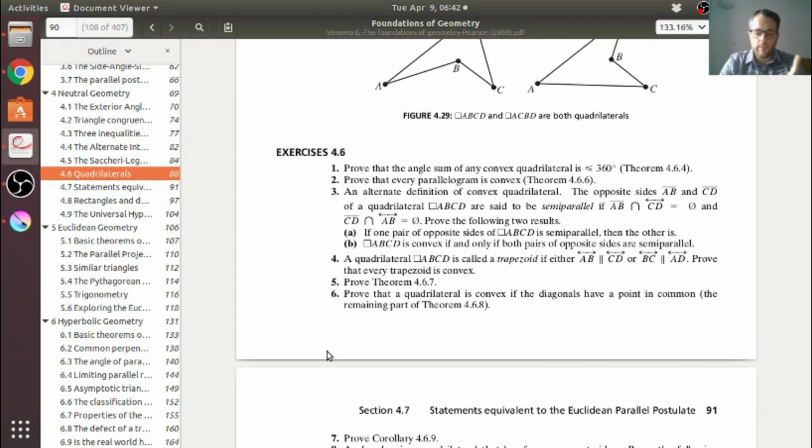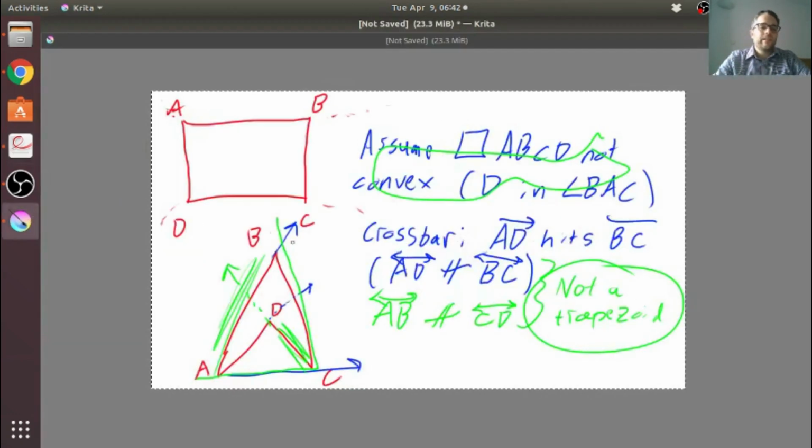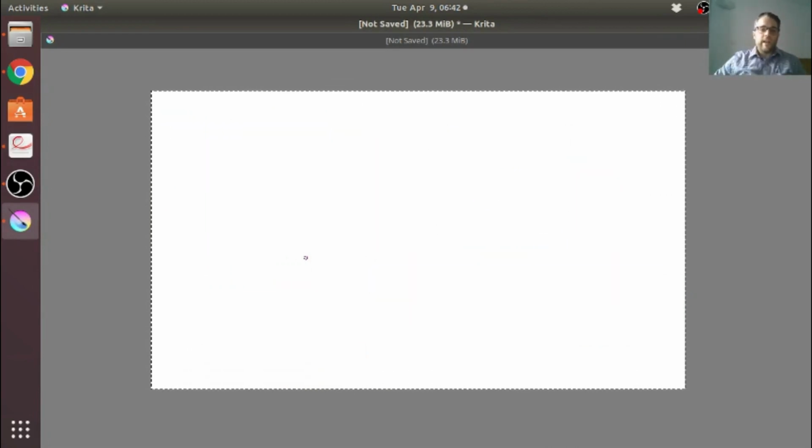She asked a couple things for the video. One of them, she asked me to talk about interior, alternate interior, corresponding, non-alternating interior, exterior, remote interior angles, all that stuff. So all of these types of angles.